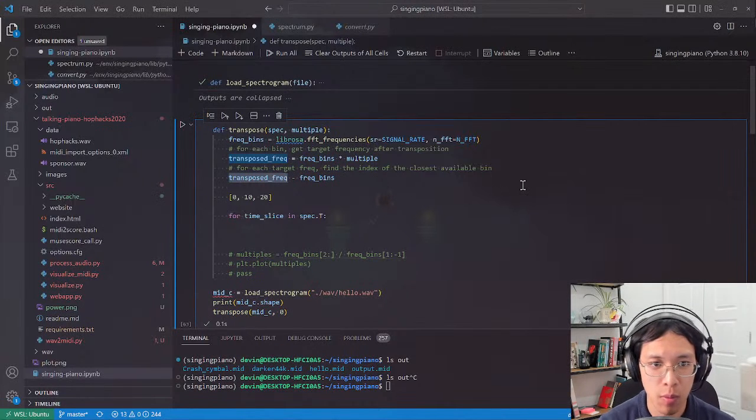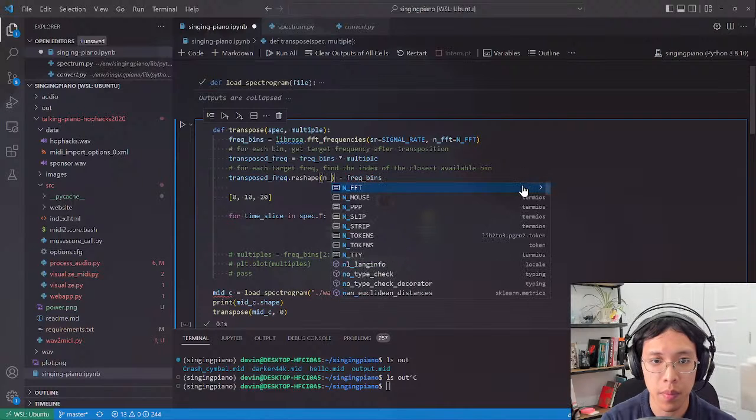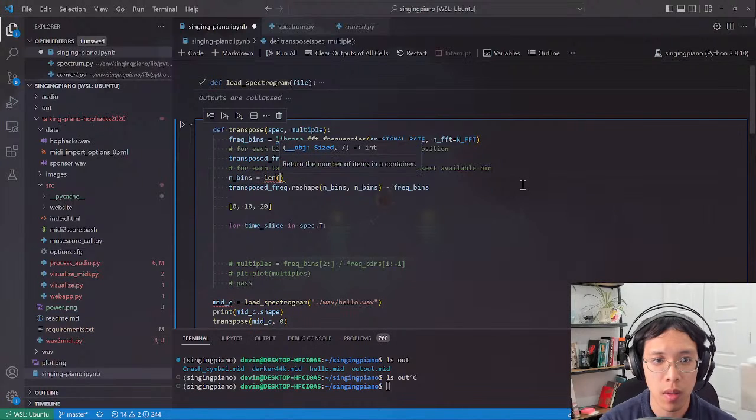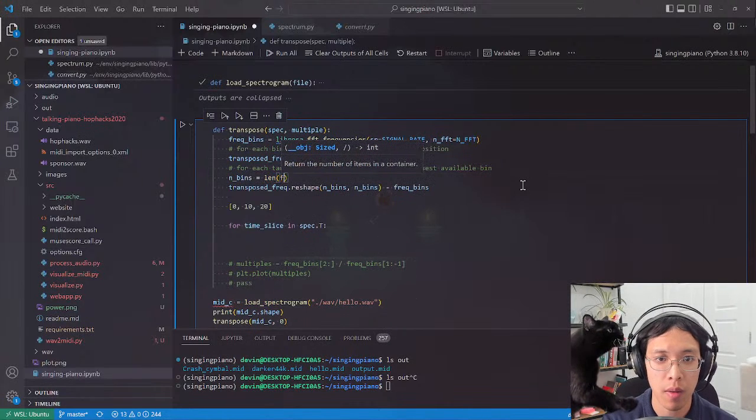Actually, there's an even better way to do this, which is you can use NumPy's automatic broadcasting. So what I'm going to do is reshape this to be n bins by 1, where n bins is going to be equal to the length of freq bins.